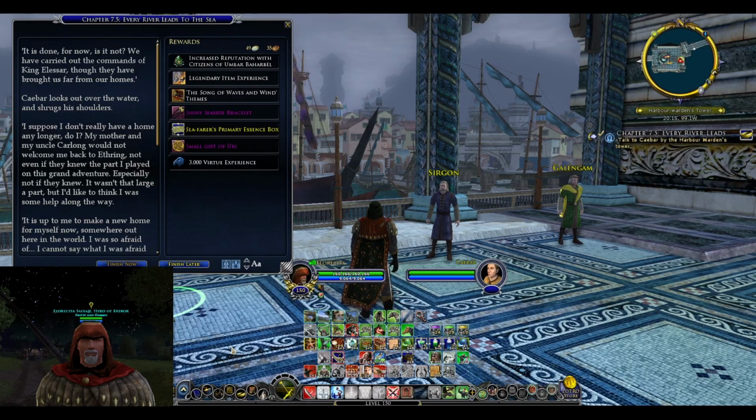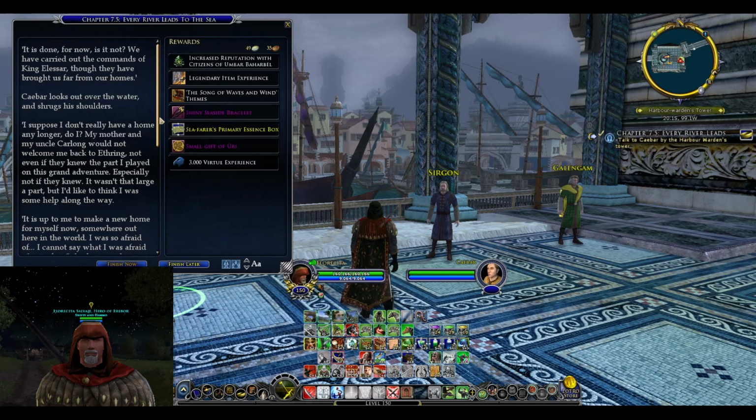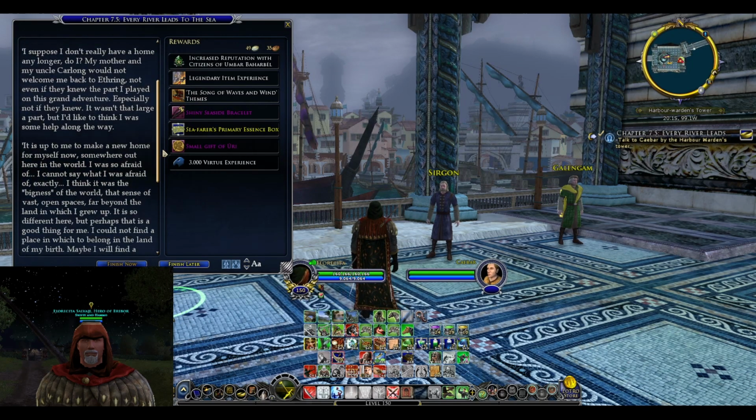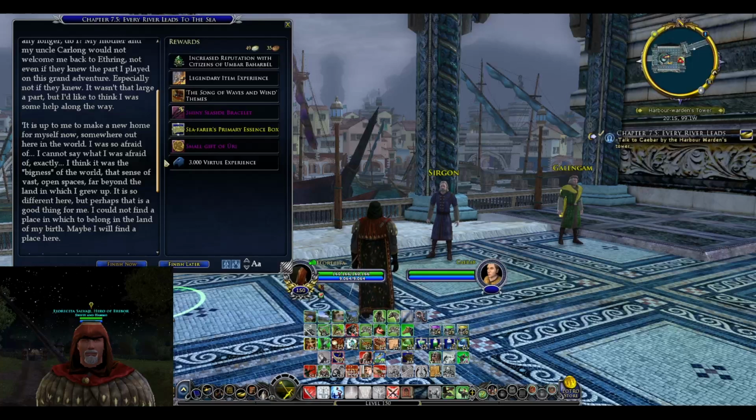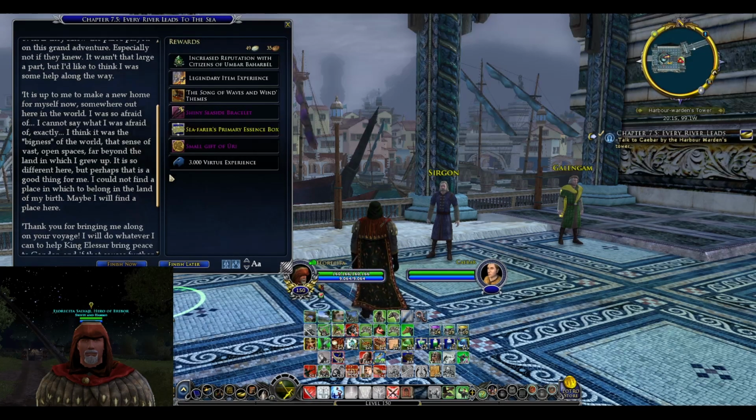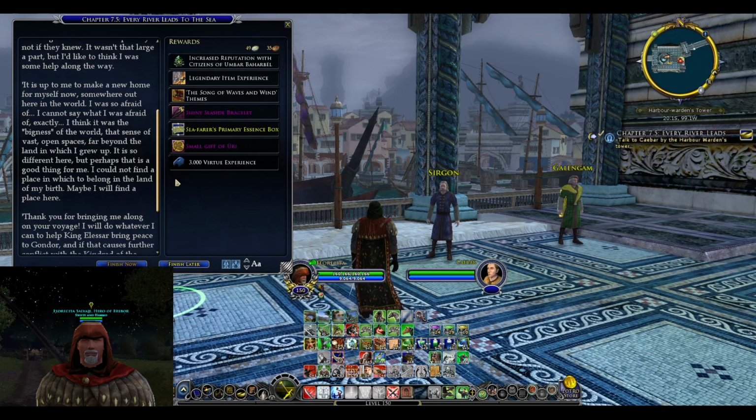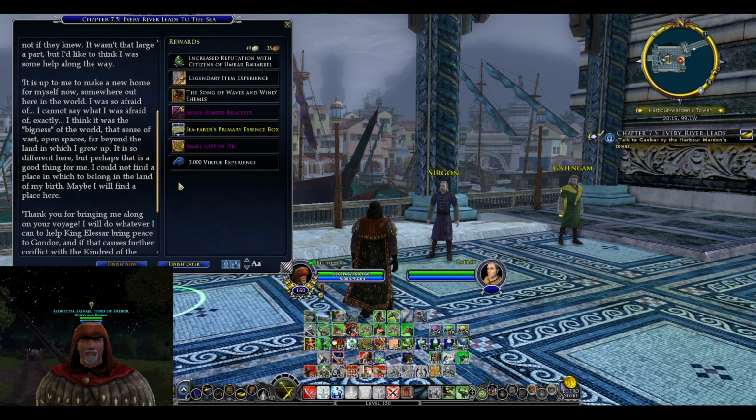It is done. For now, is it not? We have carried out the commands of King Elisar. Though they have brought us far from our homes, Kabar looks out over the water and shrugs his shoulders. I suppose I don't really have a home any longer, do I? My mother and my uncle Karlog would not welcome me back to Ethring, not even if they knew the part I played on this grand adventure. Especially not if they knew. It wasn't that large a part, but I like to think I was some help along the way.